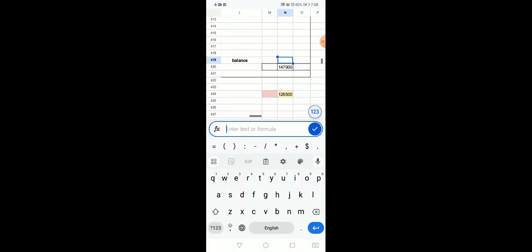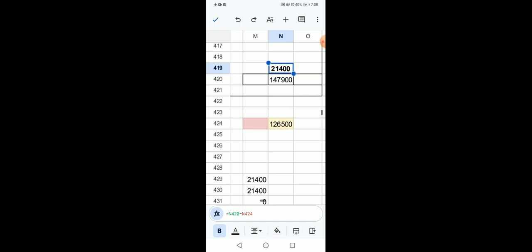How would we know how much amount is less? You will subtract the smaller total from the larger total. Larger total is 147. You will subtract 126,500 from it. Here you will get the lesser amount, and this would be considered as the balance of cash. One who wants to understand it again, I will repeat the same procedure for the bank.